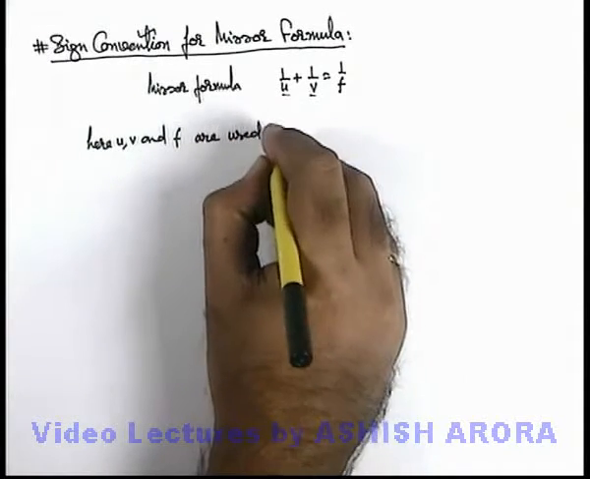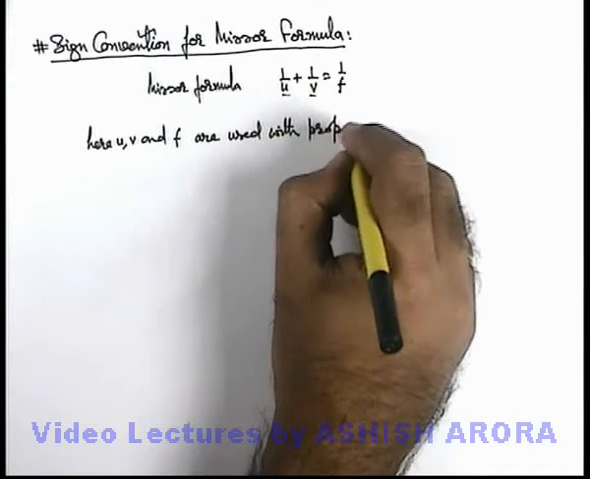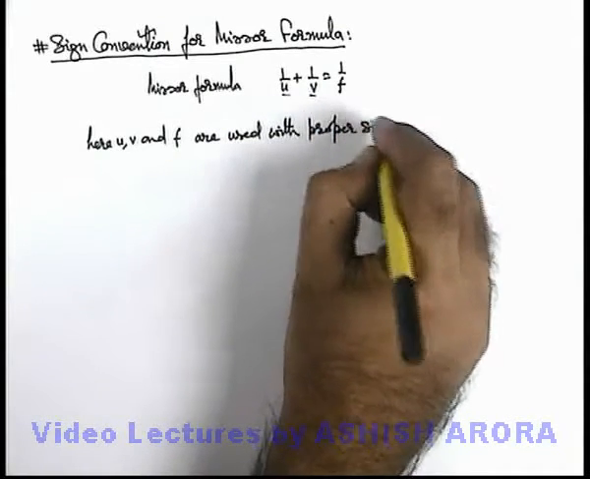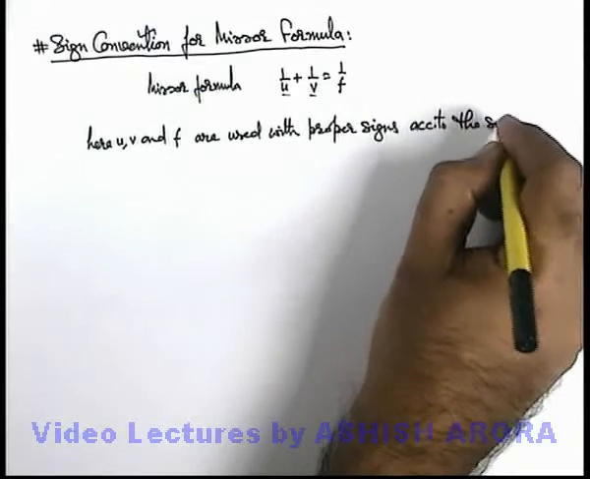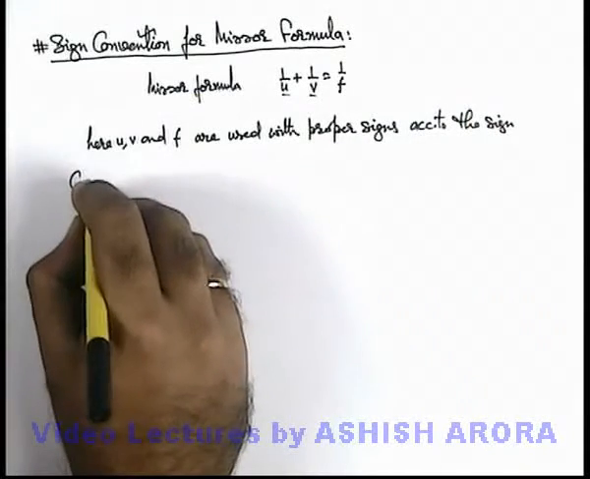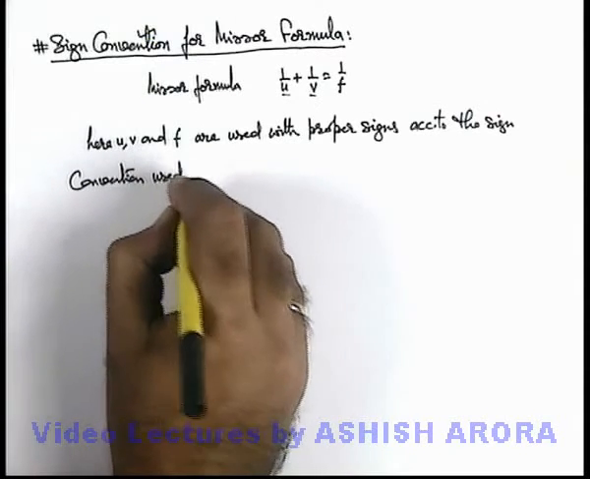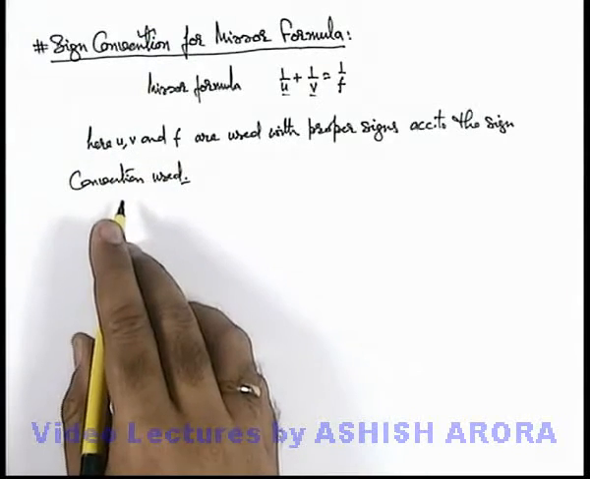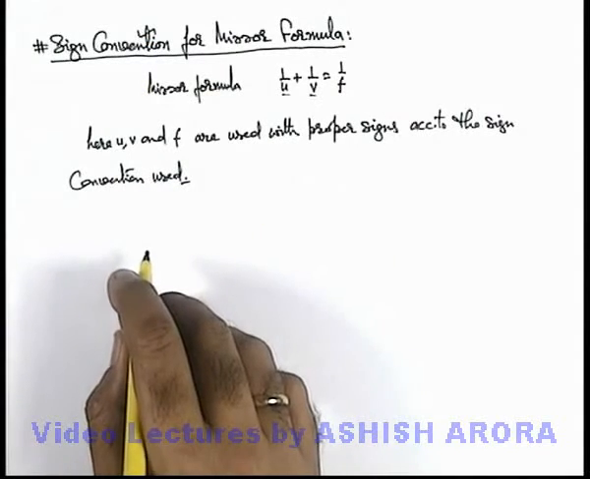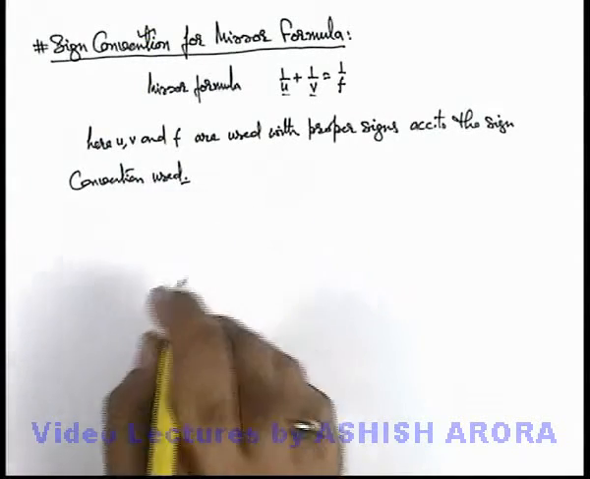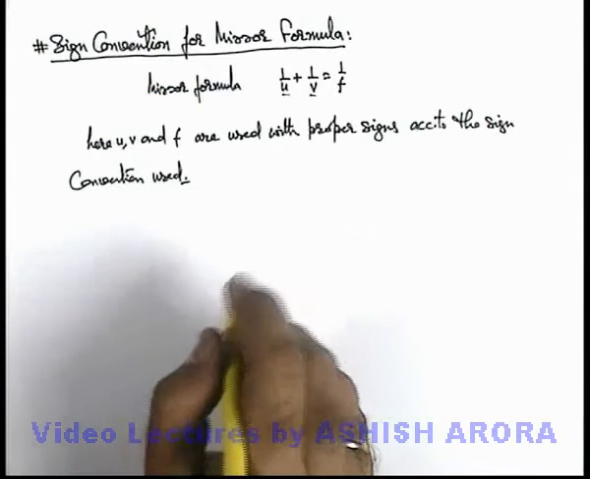And we have studied that u, v and f are used with proper signs according to the sign convention used. Now there are varieties of sign conventions which are generally used in various situations, but here I am going to discuss two sign conventions. Either of the two you can use.